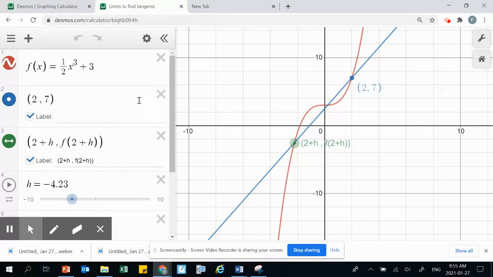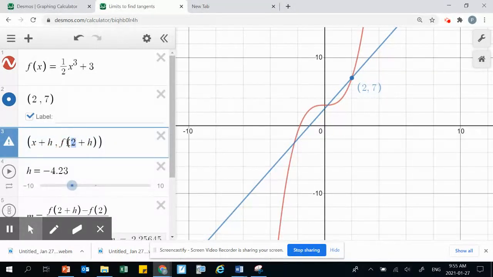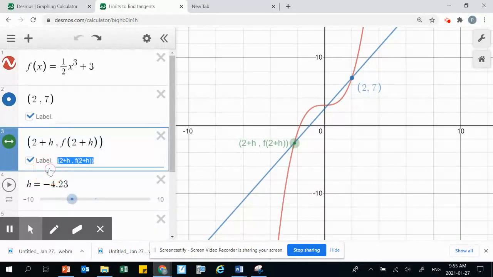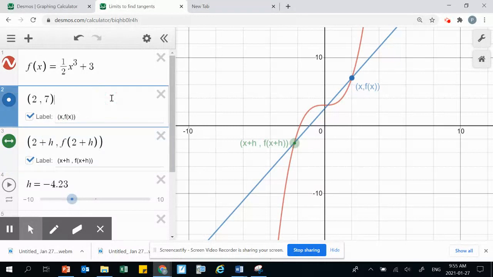Okay, so like we did in our last case over here, now we have a cubic function. This is f of x equals 1/2 x cubed plus 3. So the red graph is the cubic function, and I want to figure out the slope of the tangent at this point over here. Okay, now this point is (2, 7). I'm just going to label this one as (x, f of x).